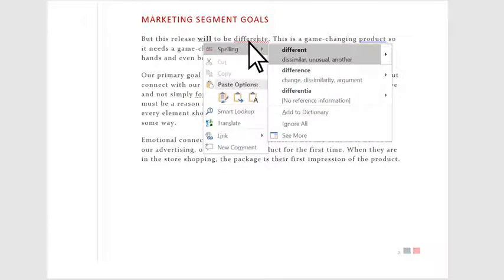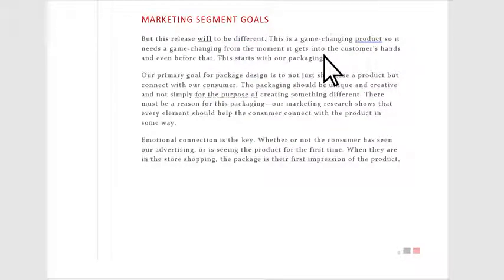Right-click an underlined word to see a list of corrections. Select the word you want, and it'll change in your document.